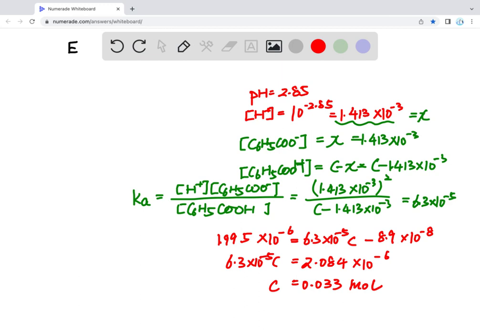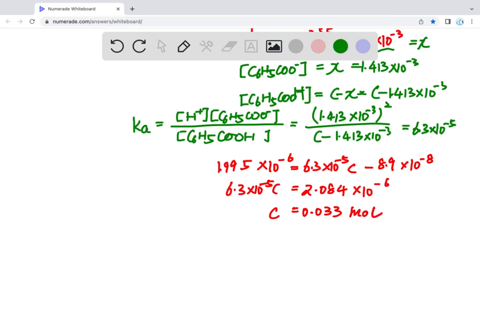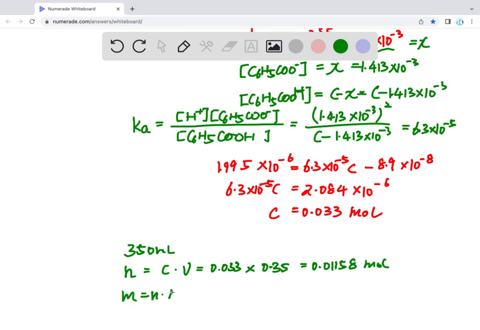And this is the answer, right? We know the concentration now. And it says you have 350 milliliters of the solution. So we can calculate the moles of the benzoic acid equals C times V. So that's 0.033 times 0.35. So that's about 0.01158 mole. So the mass would be moles times molar mass.